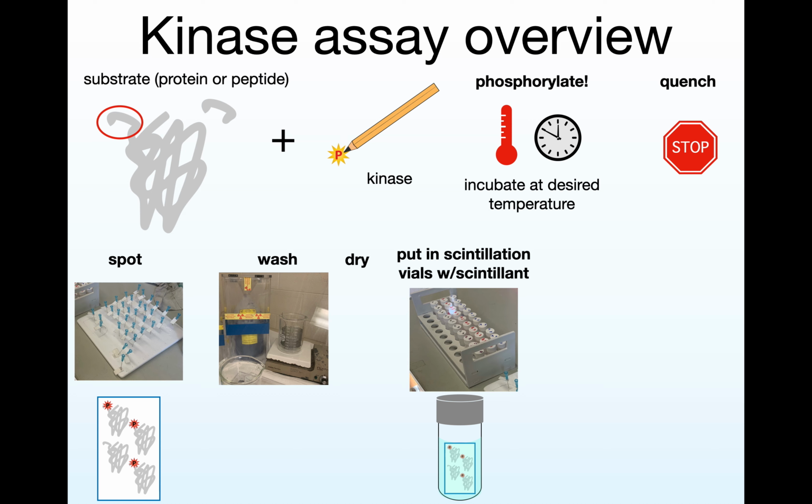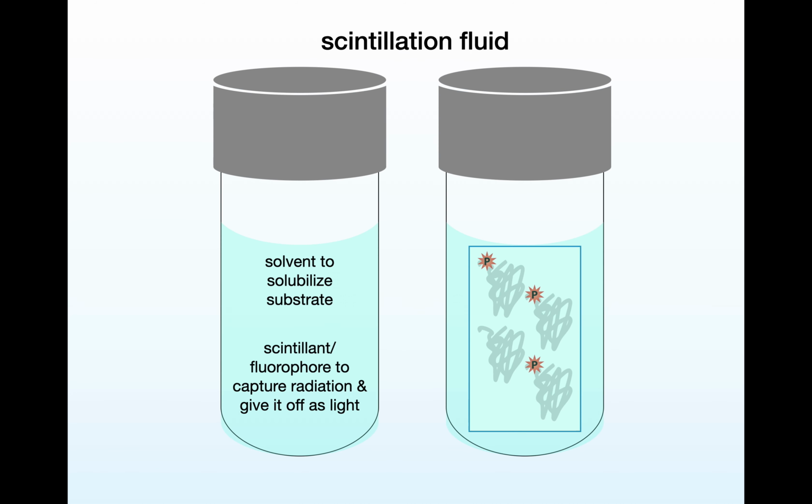Then I put it in scintillation vials, these little tubes that have a liquid in them called scintillant. This is a solvent, something that solubilizes the substrate, so it dissolves the stuff you put in there. So it's in the liquid, and then it has a scintillant or fluorophore to capture the radiation and give it off as light.